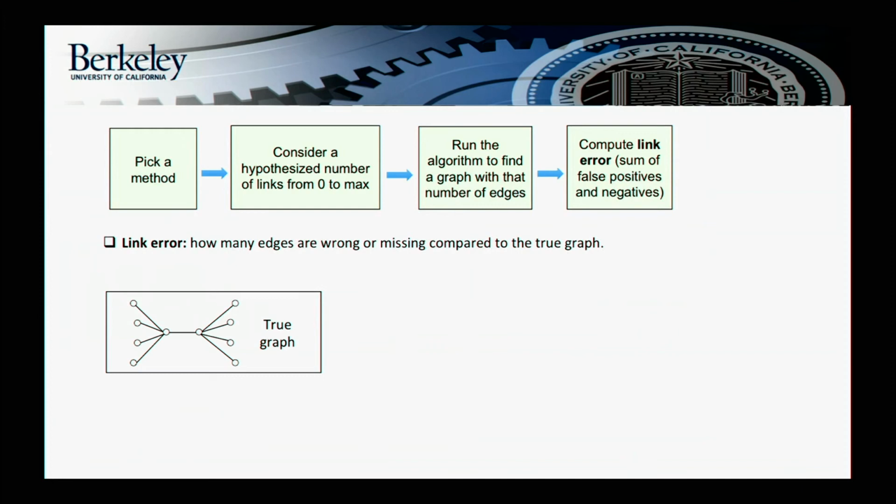So as you can see here, we can say how many edges are wrong or missing compared to the true solution. To give you an example, assume we have a network that looks like this. We want to pretend that we don't know the network topology. We are measuring voltages from nodes of the circuit, and we want to see what the physical connectivity of the network is. Since in reality we don't know the true number of edges in the graph, we're going to hypothesize that the number of edges is any number from 0 to the maximum number of edges, and then we're going to run graphical lasso, for example, in this case, to find a graph with that many edges.